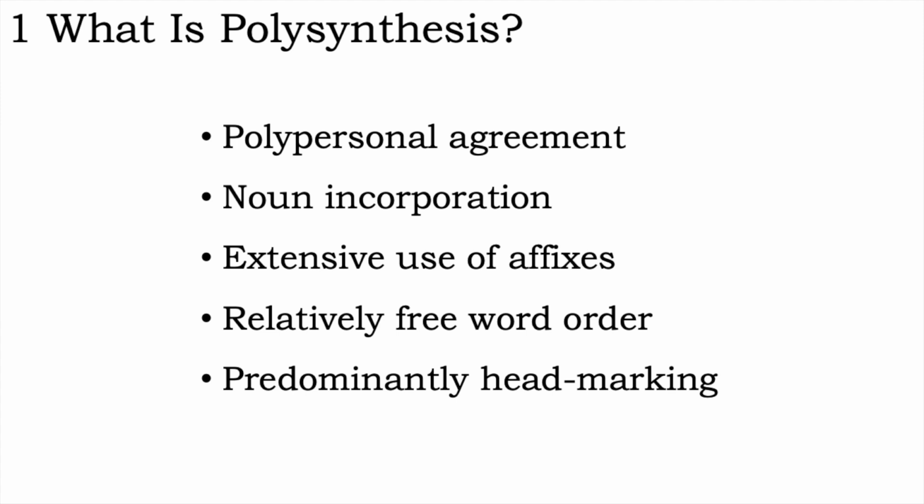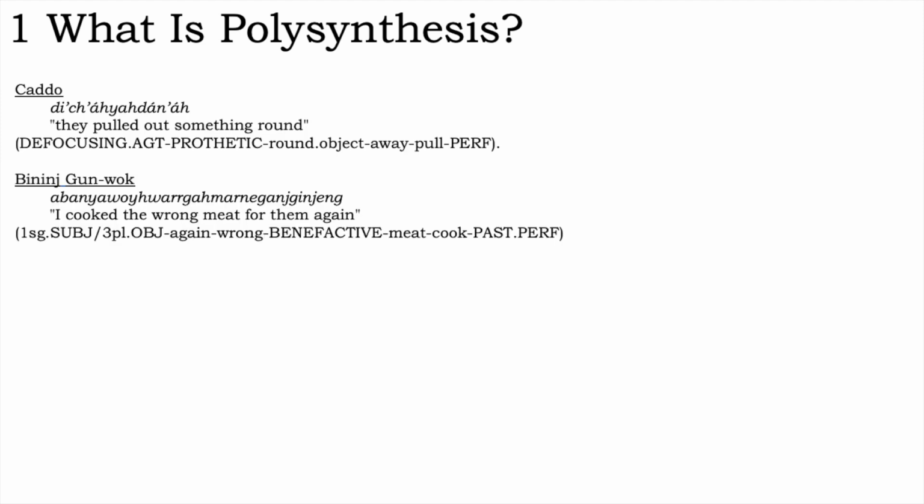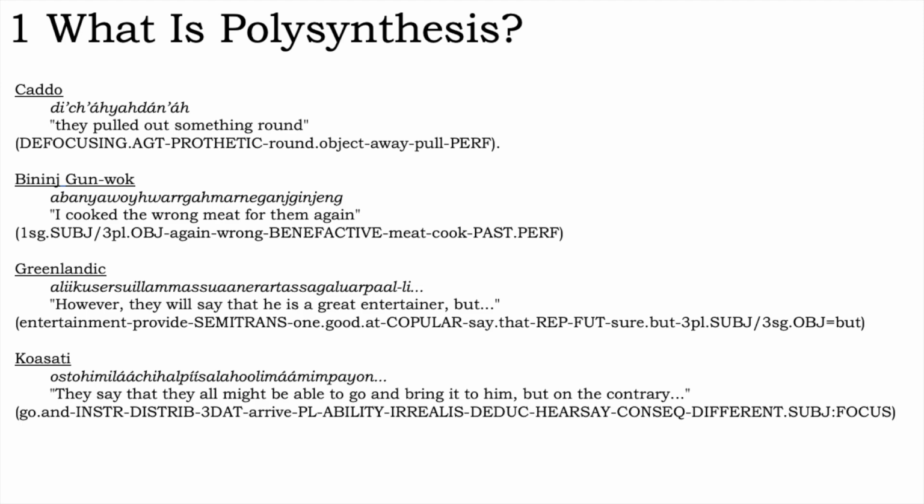The upshot is that you can get entire sentences expressed in a single long verb in polysynthetic languages. In fact, this is a common definition for polysynthesis, and one of Evans and Sasse's definitions is, polysynthetic languages represent, in a single verbal word, what in English takes an entire multi-word clause. Here's a handful of examples, to help you get the feel for how such languages work, before moving on to a more detailed discussion of each of the aforementioned traits in turn.